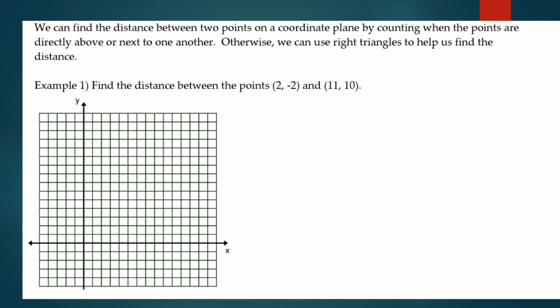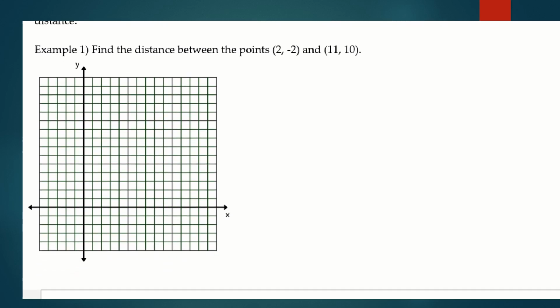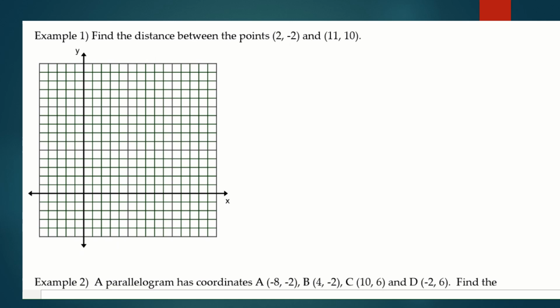So in example 1, we're going to find the distance between the points (2, -2) and (11, 10). So let's go ahead and plot those points first. Now, in case it's tough to see, here is the origin. Here is (0, 0). So just in case that's tough to see, I'm going to mark it on my graph for you. So (2, -2).